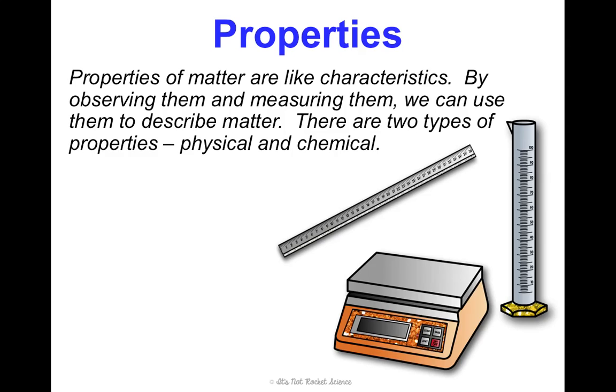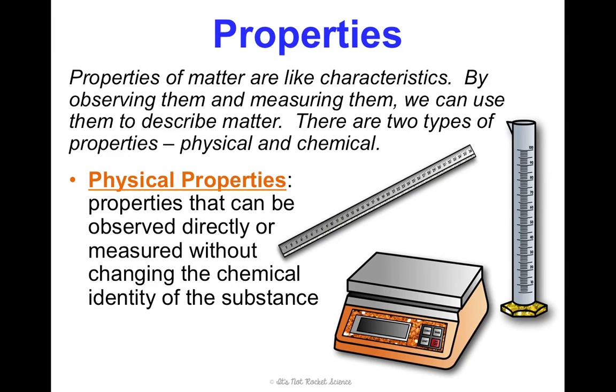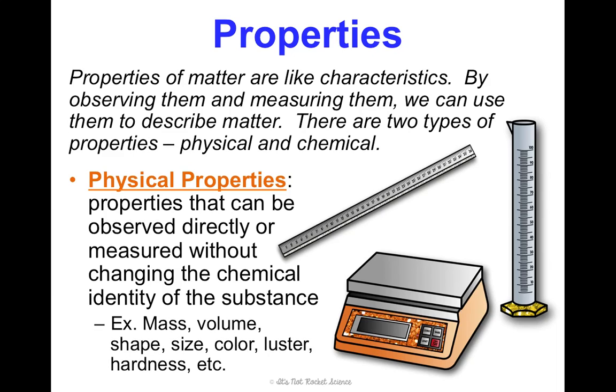So first we're going to talk through physical properties. These are properties that can be observed directly or measured without changing the chemical identity of a substance. So these would be things like measuring the mass of an object, or its volume, or observing its shape, or its size, or the color it is, or the luster. How shiny is it? How hard is it? These are all things that I can measure about an object, about a piece of matter, without actually changing what that piece of matter is.